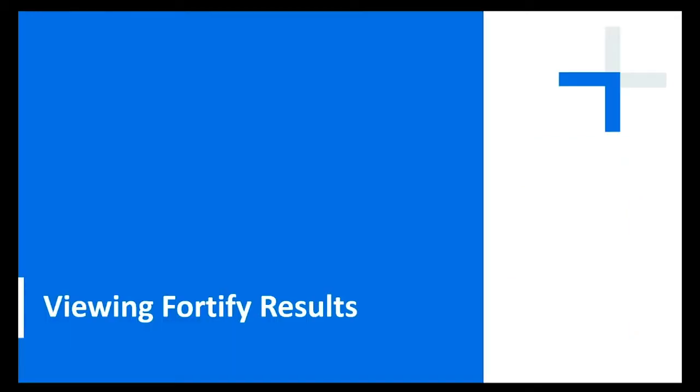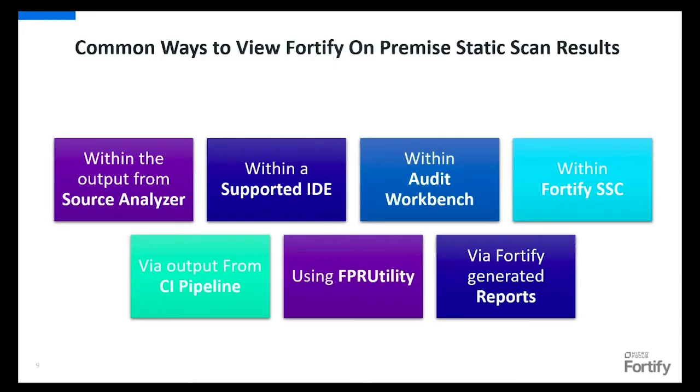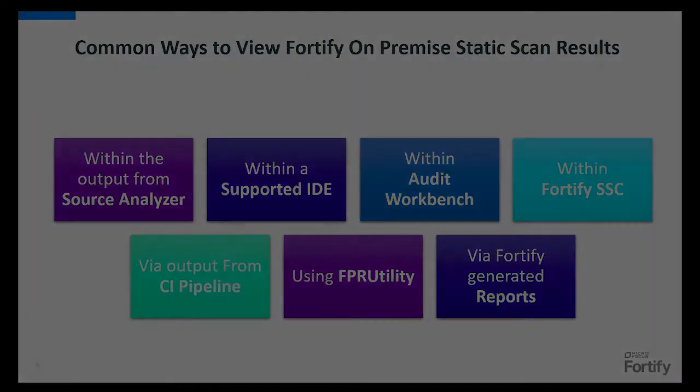Let's go on and talk about viewing Fortify results. There are several ways in which you can view results in Fortify on-premise. You could use the output from Source Analyzer. You could use the output in a Supported IDE. You can view the results within Audit Workbench, within Fortify Software Security Center. You can look at the output from a CI pipeline. You could use the output from the FPRUtility, a command line utility. Or, of course, you can look at results in Fortify Generate Reports. Now we're going to look at each one of these one by one.